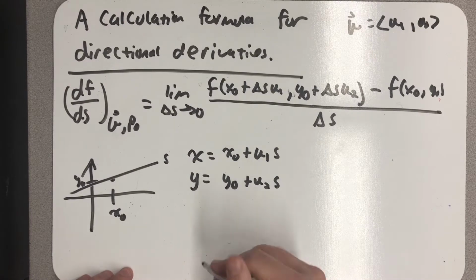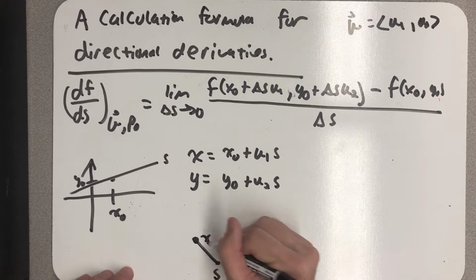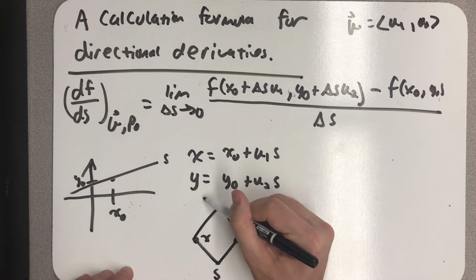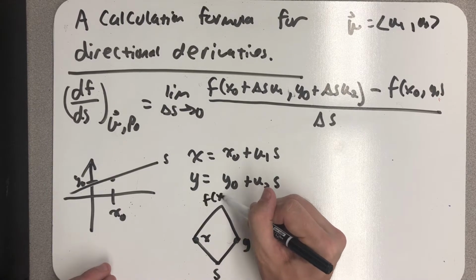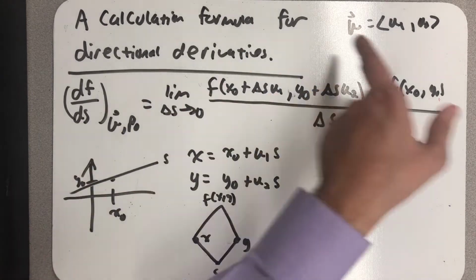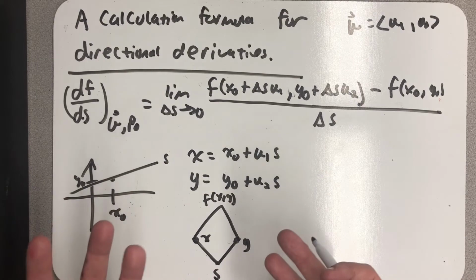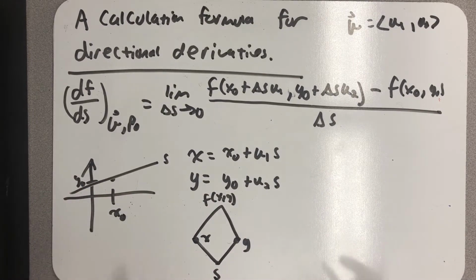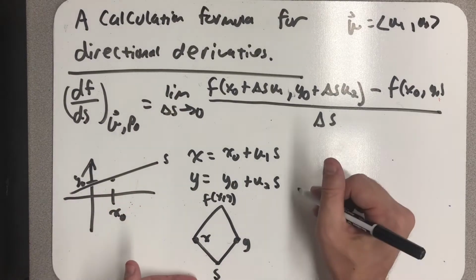These two equations take me from an s to an x and a y. And then my function finally turns that into an f of x y, or a z. And so here, I have the definition of a directional derivative, but I also have a dependency diagram, and I should be able to write a chain rule for df ds.